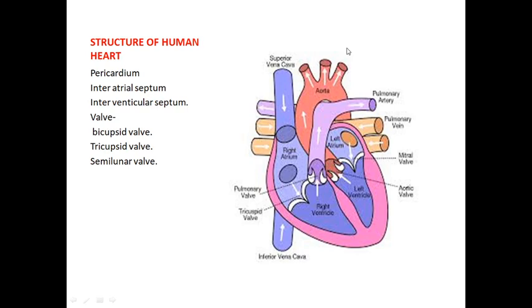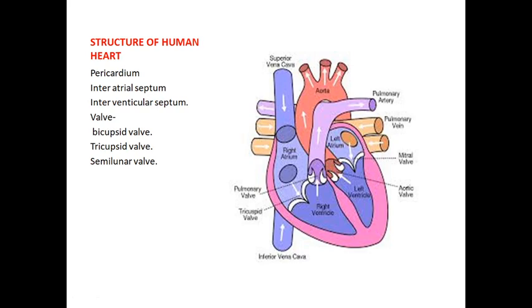Okay. Now you can know which arteries and veins carry what type of blood. The superior and inferior vena cava carry deoxygenated blood. The pulmonary artery carries deoxygenated blood. The aorta carries oxygenated blood. The pulmonary veins carry oxygenated blood.